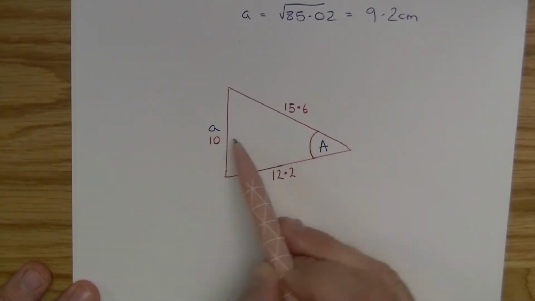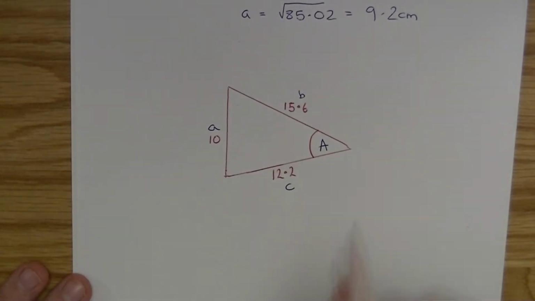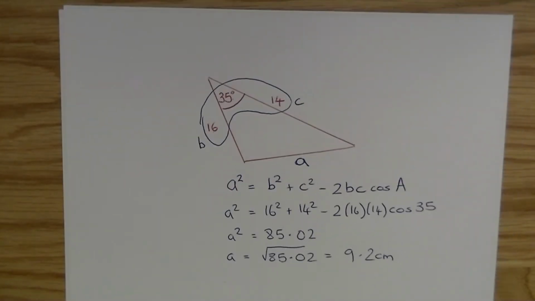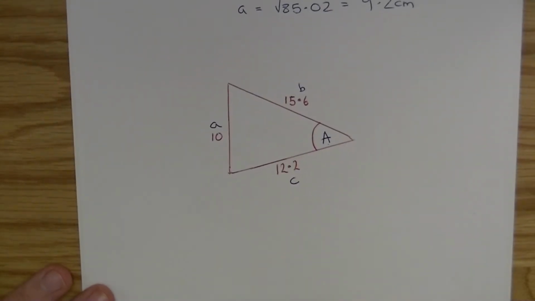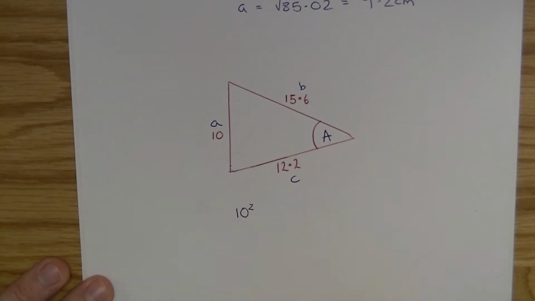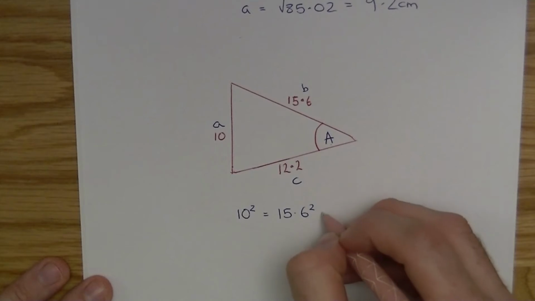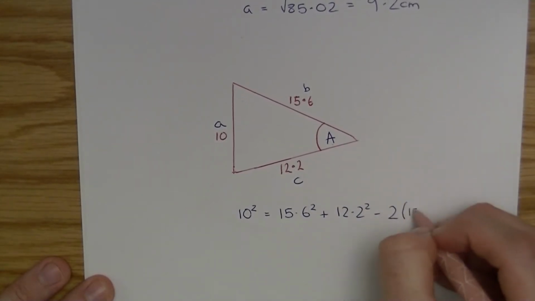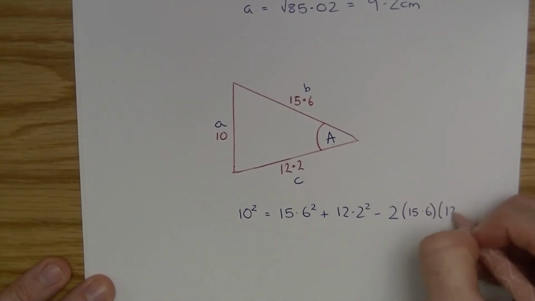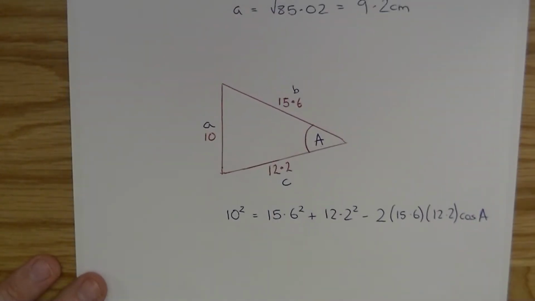But in this case, let's go with that setup. The other two, it doesn't matter which is B and C. It's just getting that A in the right place. Find the angle you want, opposite it becomes little a. Okay, I don't want to waste time copying that cosine rule again, but I am literally going to put a, b and c in instead of those. So a squared becomes 10 squared equals b squared becomes 15.6 squared plus c squared becomes 12.2 squared minus 2 times b, 15.6, times c, 12.2, times cos of angle A, which I don't know.